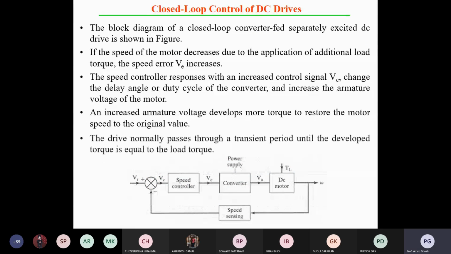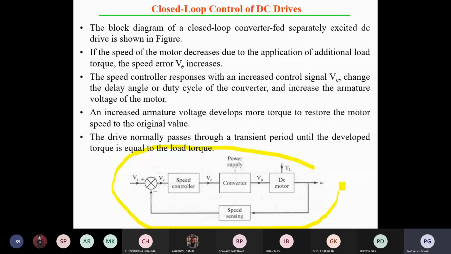So the block diagram is given here, this is your block diagram. The block diagram of the closed loop converter fed separately excited DC drive is shown in the figure. That is your figure. So what is VE? That I am telling you, it is the error. What type of error? It is the speed error, but in terms of voltage.